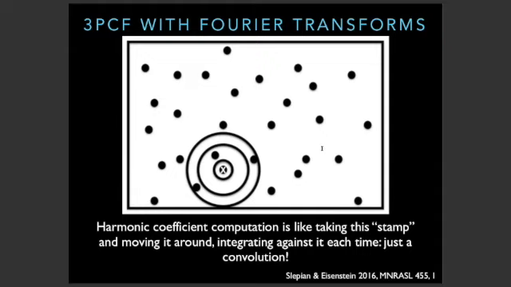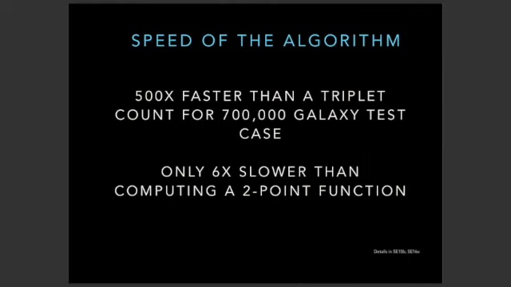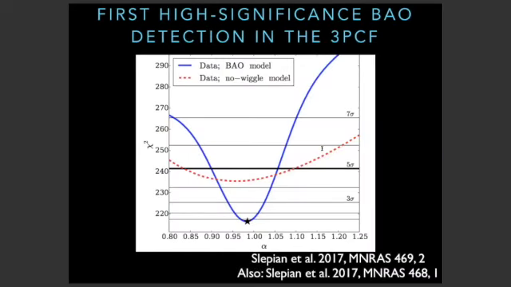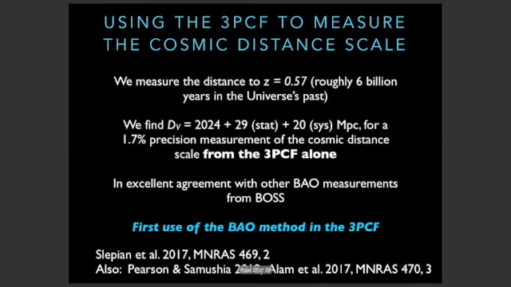So Daniel and I had a short paper showing this, a longer paper explaining the larger multipole framework, and we implemented this. It was 500 times faster than a naive triplet count, and only 6 times slower than a 2-point function. And we were able to measure this BAO signature in the 3-point function for the first time, because we could do it with a large enough galaxy sample and go to large enough scales. And basically, using that, we made the first high significance detection of BAO in the 3-point function, and we're able to measure the distance to redshift 0.57 to 1.7% precision just using 3-point function, so no 2-point function at all.